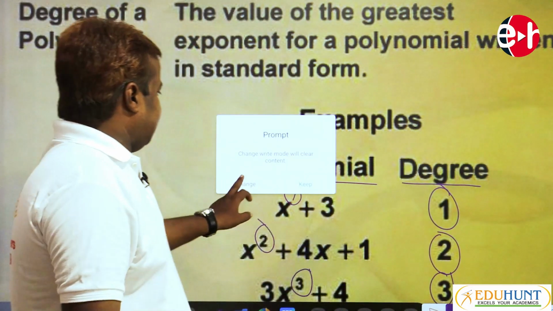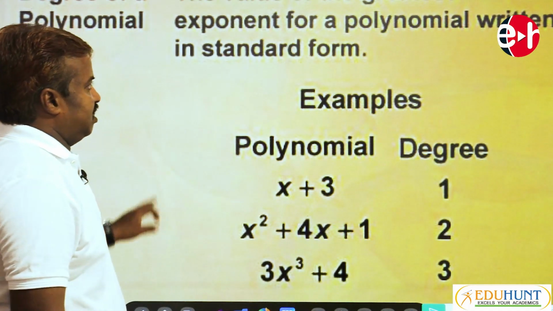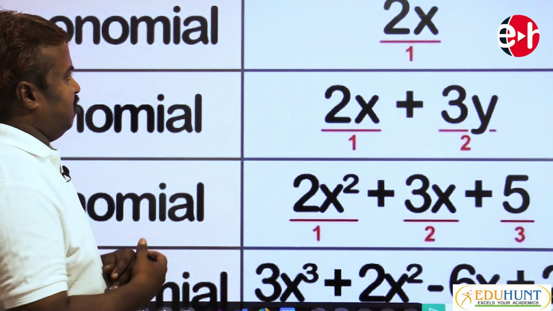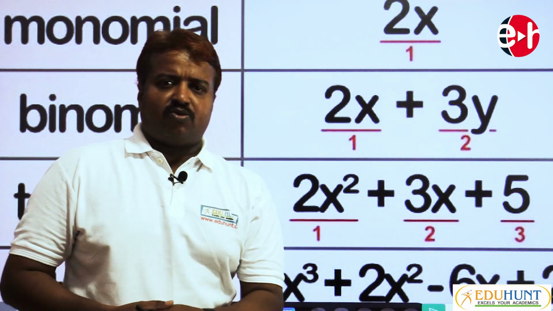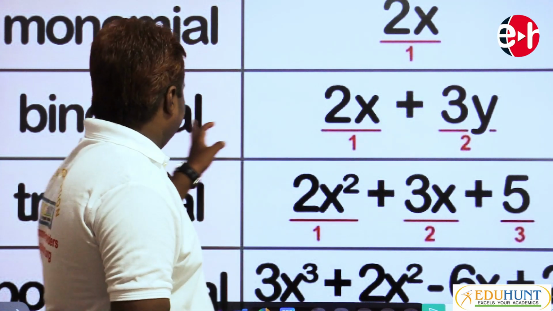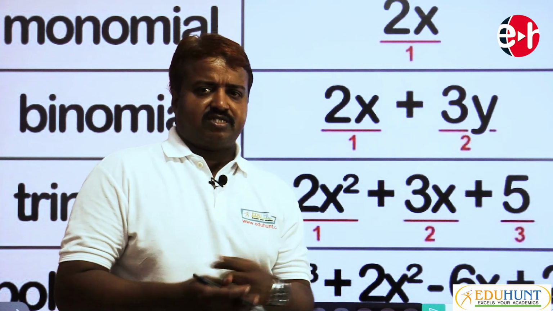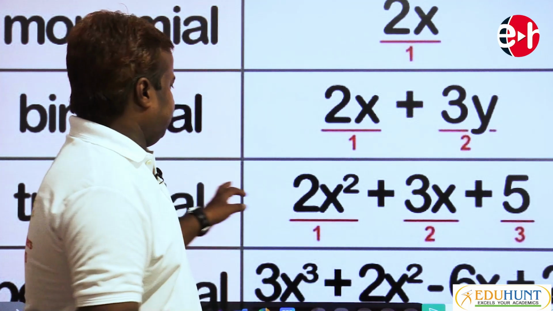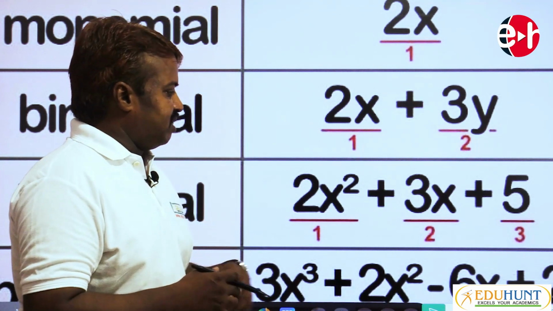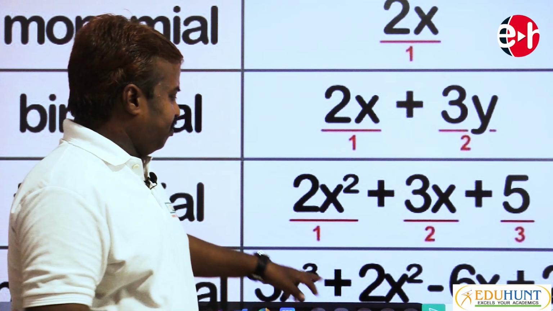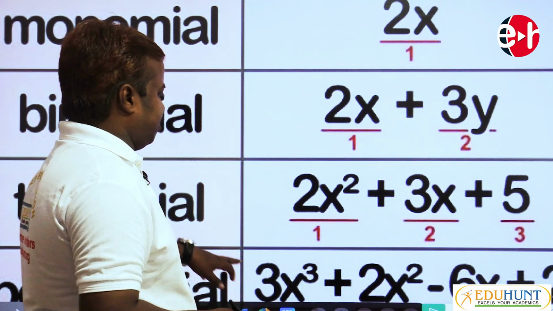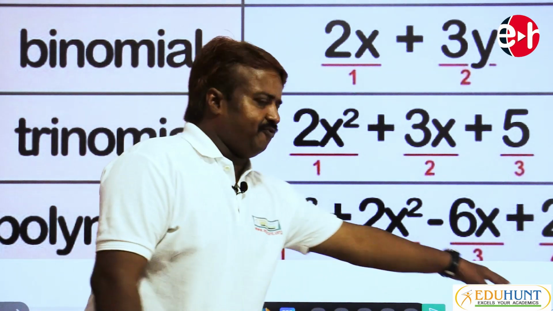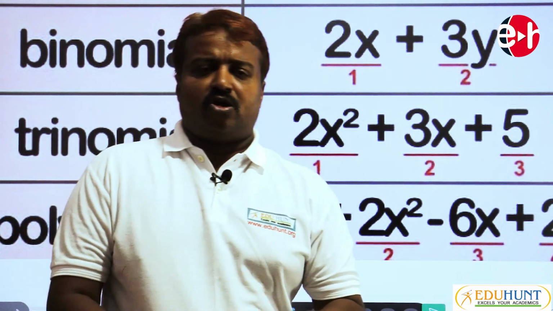Okay, next one, children. See the monomial. Monomial means it has one term. Next, binomial contains two terms. Next, trinomial contains three terms. Here the polynomial contains many terms, children. Okay, 1, 2, 3, 4, this is about the polynomial.